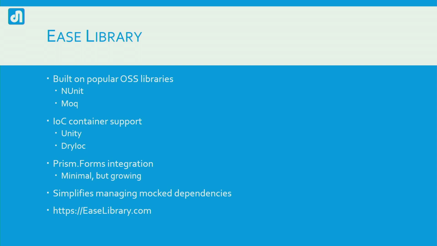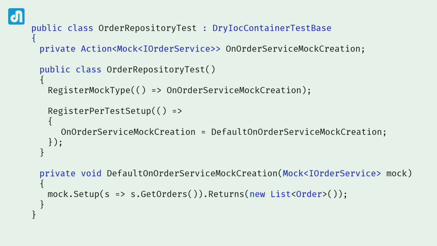But it's built on top of NUnit and Moq, and it's got support for Unity and DryIoc containers, and also has an extension to have support for some Prism Forms integration. And this is the piece I'm still working on. But it's designed to simplify managing your mock dependencies. And you can check it out. I'll have a link at the end again, too. But basically, it embraces IOC and mocking as the way to do your testing, and allows me to do these kinds of setups. So like I said, it's easy to define default behaviors.